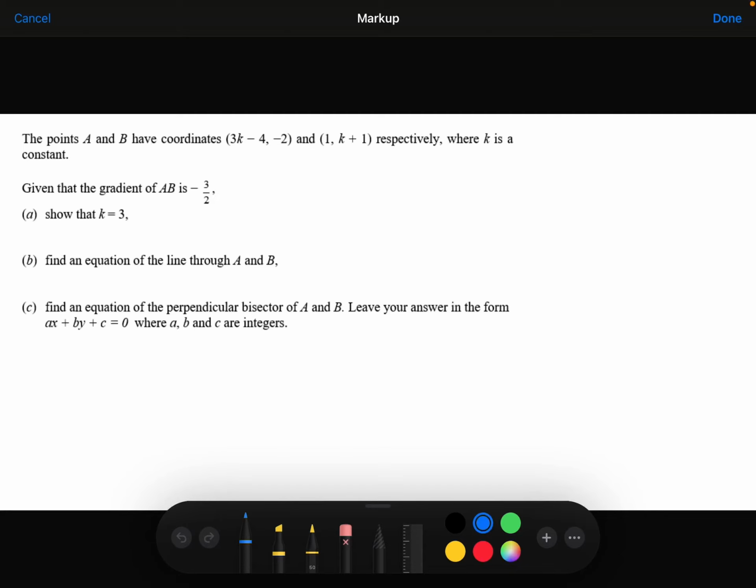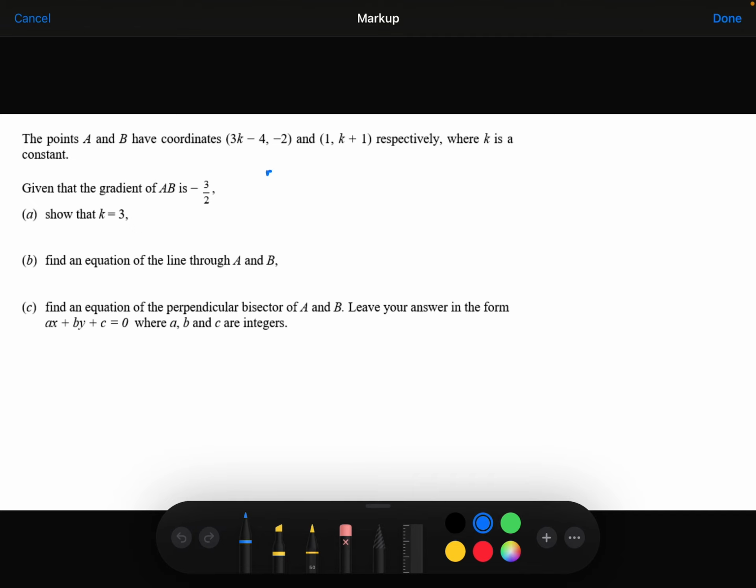The points A and B have coordinates (3k - 4, -2) and (1, k + 1) respectively, where k is a constant. We're told that the gradient of AB is -3/2, and we're going to use that information to show that k is 3.